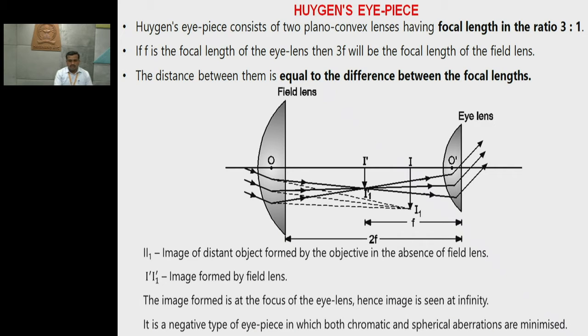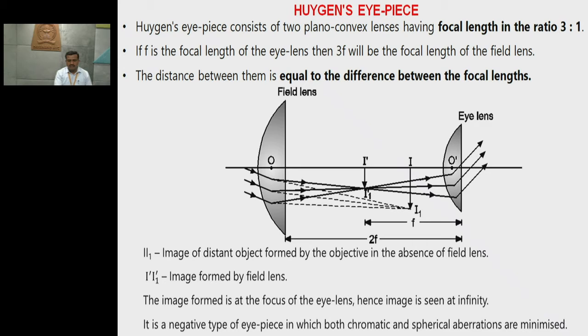There are two types of eyepieces. One is the positive eyepiece and another is the negative eyepiece. Today we are going to discuss one of the negative types of eyepiece, called the Huygens eyepiece. In the diagram, you can see the ray diagram of the Huygens eyepiece. Huygens eyepiece consists of two plano-convex lenses having focal lengths in the ratio 3:1. Plano-convex lens means one face of the lens is plane and the other face is a convex surface. That lens is called the plano-convex lens.